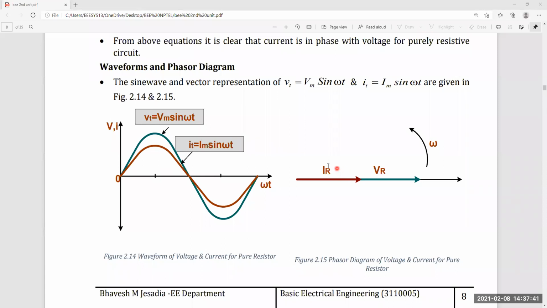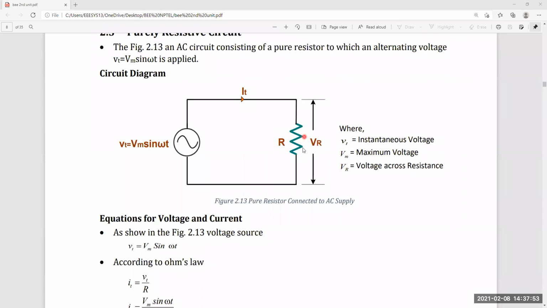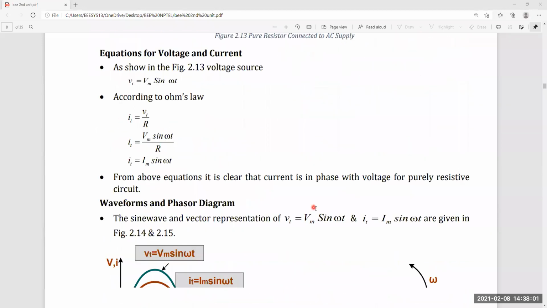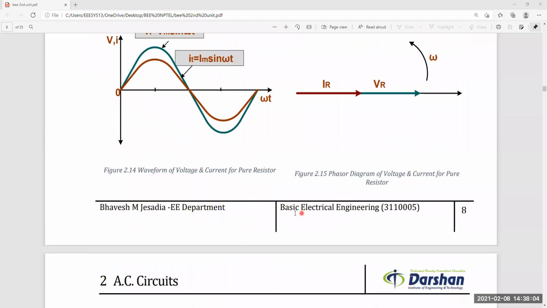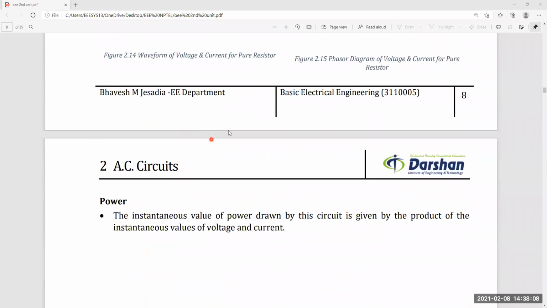So what is the power factor? It is cos phi, where phi is the angle between voltage and current. Here phi is equal to 0, so cos 0 is equal to 1. For a resistive circuit, the power factor is unity, because the angle between voltage and current is 0. For a purely resistive circuit, the power factor is equal to 1. That is about the resistor.